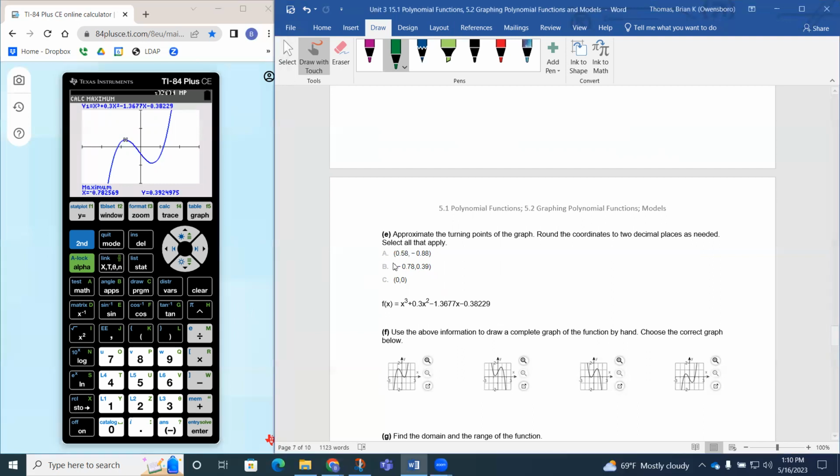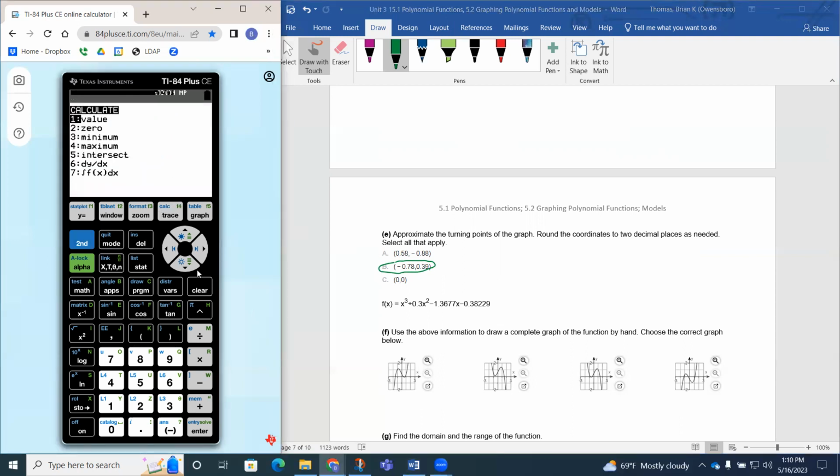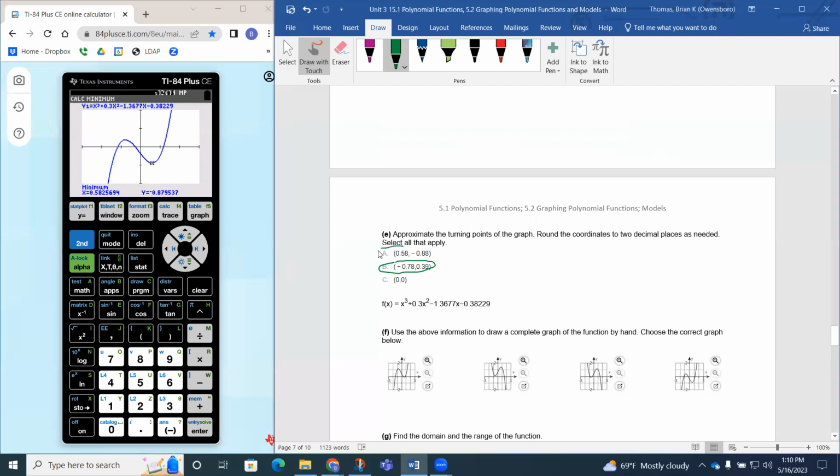So it looks like this one is a turning point. So it looks like this other one's probably the turning point as well, based on what we're seeing. Let's just go ahead and double check it. Second, calculate. That's going to be a min. So this is number 3. So I need to be left of that turning point. Hit enter. Got to be right of that turning point, or that minimum. Hit enter again. And we did get 0.58, -0.88. So that does check out. So A and B both need to be selected since there are 2 turning points in that problem.